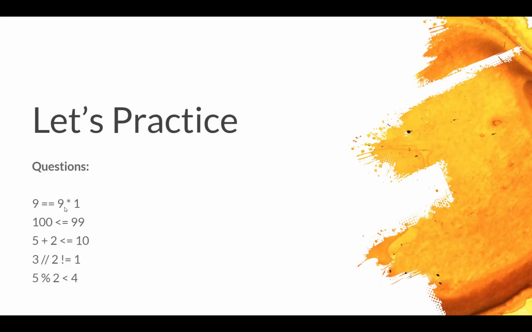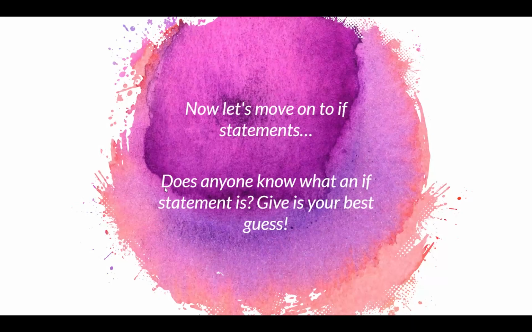So 9 is equal to 9 times 1. 100 is less than or equal to 99. 5 plus 2 is less than or equal to 10. And 3 floor division 2 is not equal to 1. And then 5 mod 2 is less than 4. Okay, you guys can take a minute and pause the video to think about your answers. Okay, so the answers: true, false, true, false, true. It's okay if you got any of them wrong, but make sure you know why they're true or false. And if you don't, you can go back in the video.